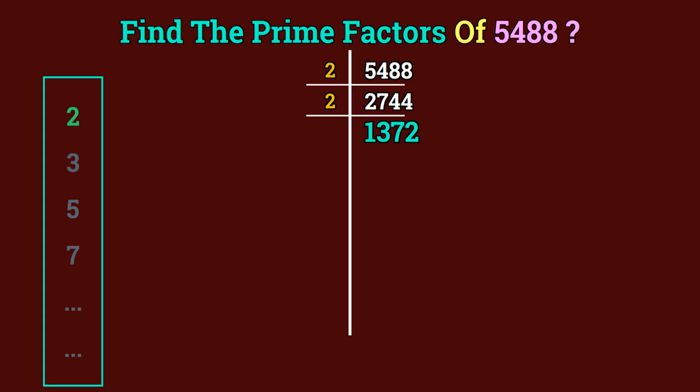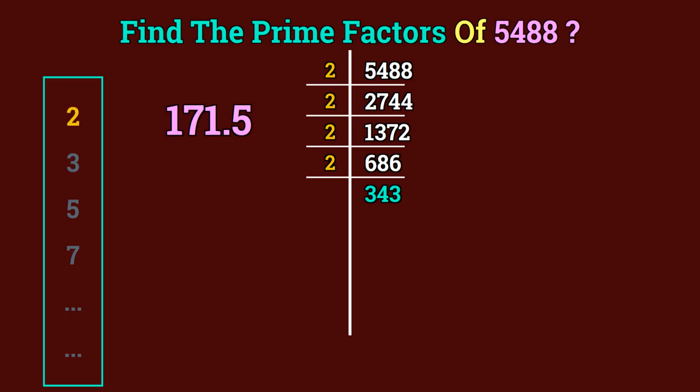Dividing 1372 by 2, which equals 686. So 1372 divided by 2 equals 686. Dividing 686 by 2, which equals 343. So 686 divided by 2 equals 343.